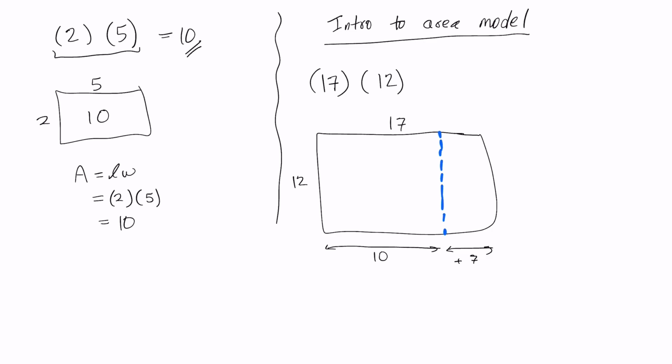Likewise, I can break up this 12 into two pieces. I can put a horizontal dotted line like this. So I'm breaking up the 12 into, again, 10 and plus 2, because that adds to 12, right?